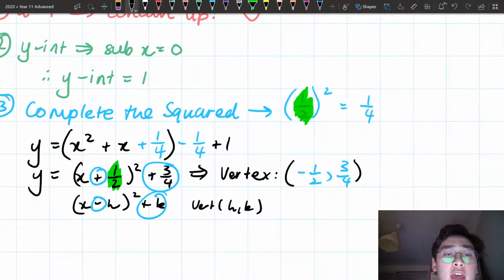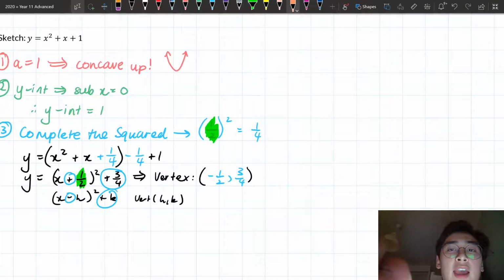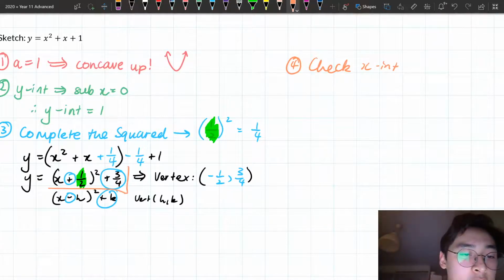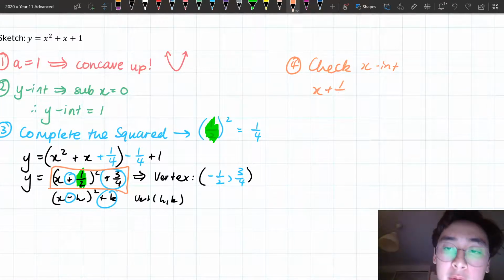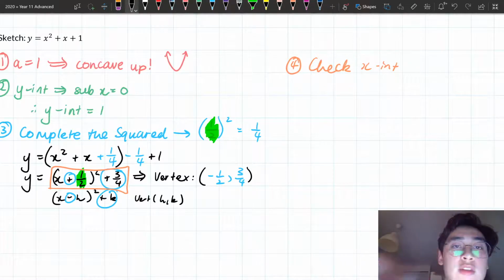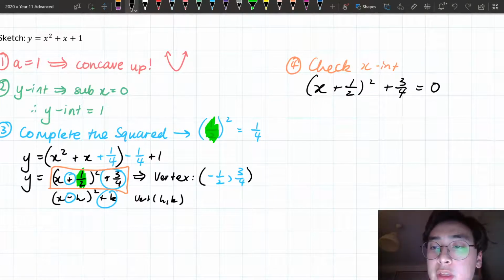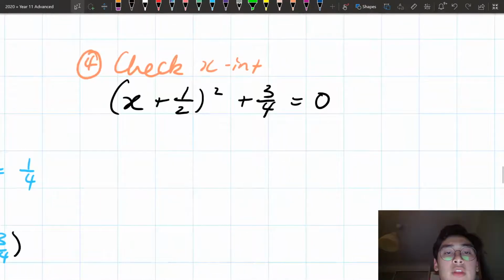Now that I've done that, I'm going to check if I have any x-intercepts. If I'm checking x-intercepts, I'm solving for y equal to 0. So what I'm going to do is take this expression and let it equal 0. So I've got x plus a half, all squared, plus 3/4 is equal to 0. Now let's solve this quadratic.